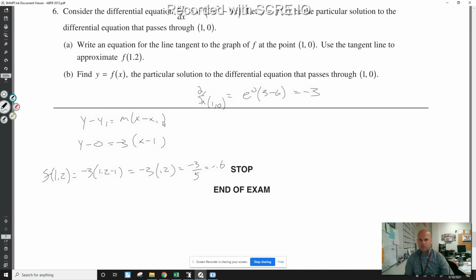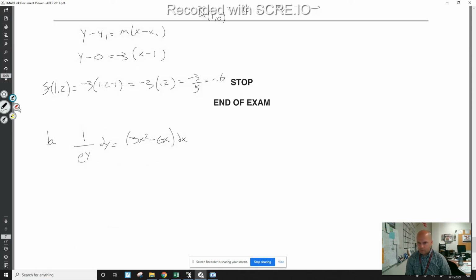All right, part B. Let's solve. Solve the differential equation. All right. We've got to separate our variables. Divide by e to the y. Multiply by dx. Take the antiderivative. Everybody's going to mess up on the left side, but you can still earn a lot of points. Just keep going. A lot of people think the antiderivative is log e to the y. No, it's not.